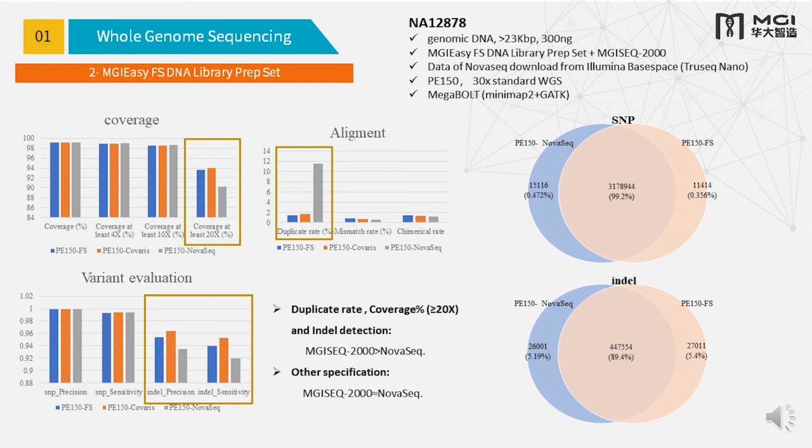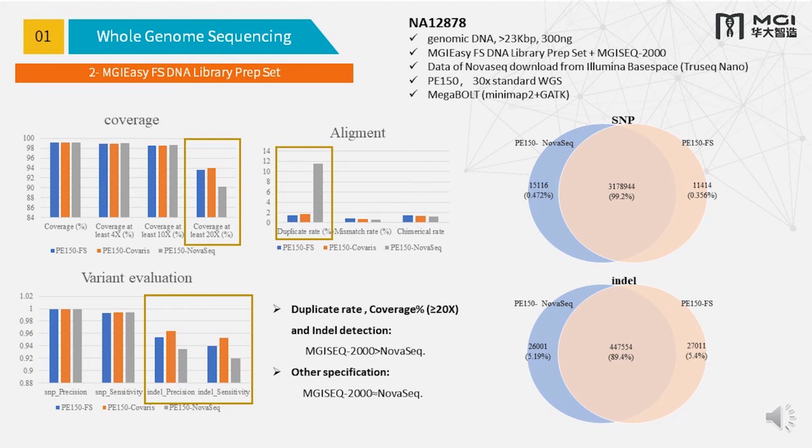So still I think we have similar coverage, even for this part obviously is lower, but I think it's almost the same. And for duplication, this is quite obvious for this kit. So you can see we have obviously very lower duplication rates here. And for the variant evaluation, actually for the indel precision and indel sensitivity, our sequencer actually, I think, will all the time perform better than the Nova sequencer.